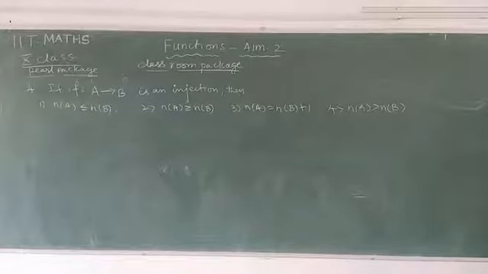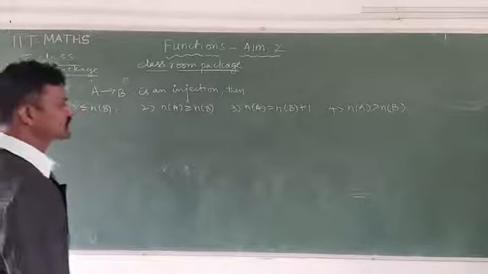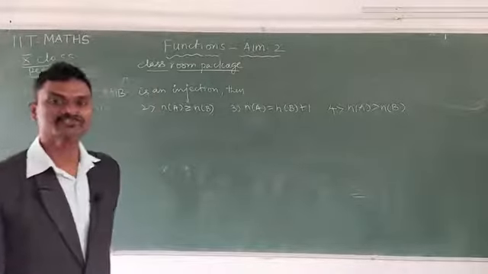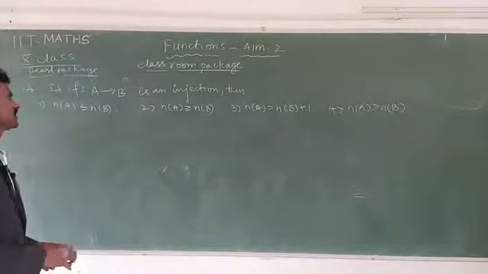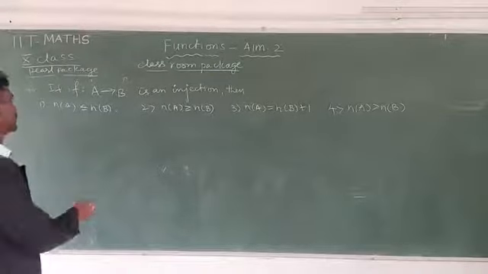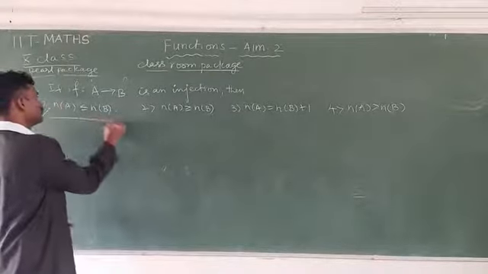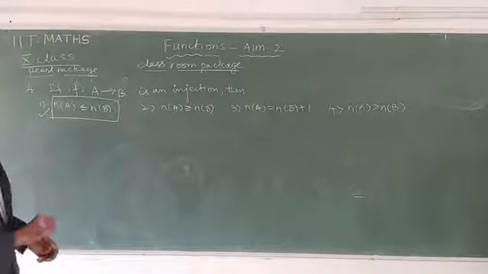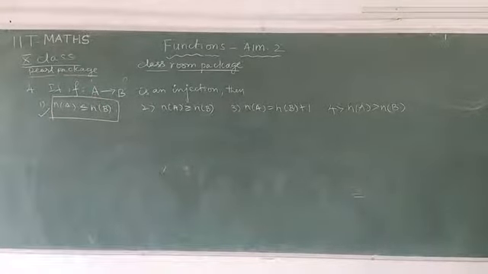Next, fourth one: if f is a mapping from A to B and is an injection function. Injection function means it is a one-one function. One-one function is possible only when n of A is less than or equal to n of B. Okay, so the option is the first one.